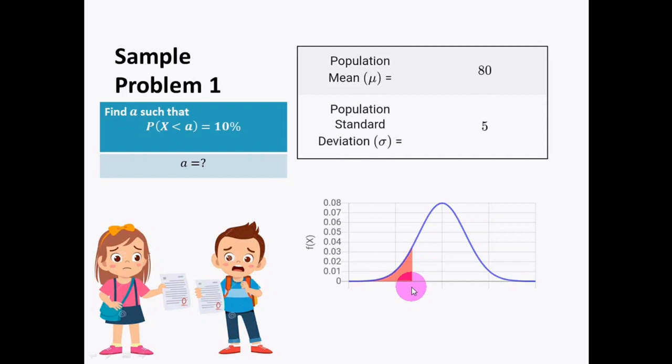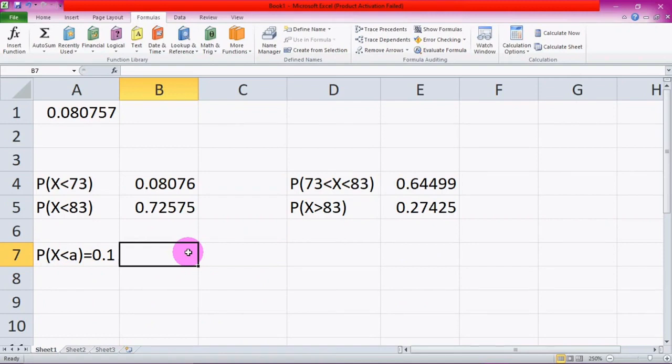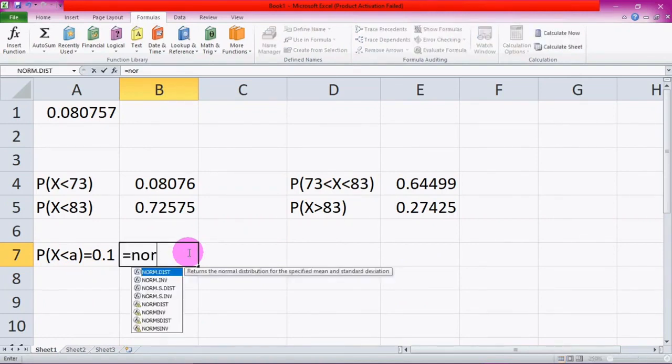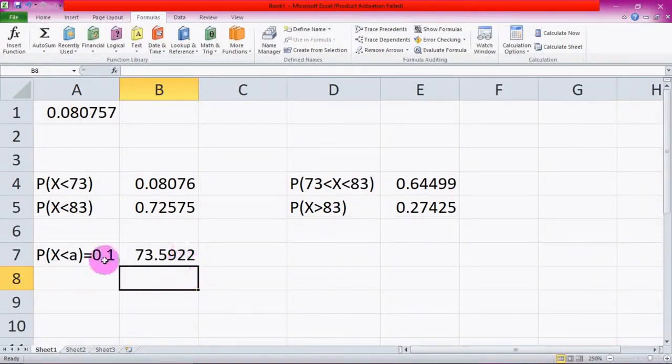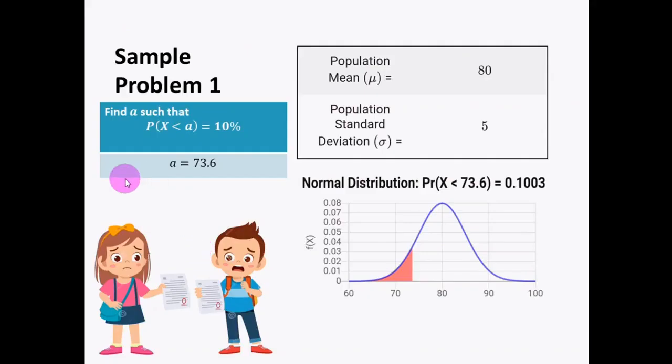We can actually use Excel to compute this value. So, using Excel, we are going to use the command equals norm.inv. Instead of using norm.dist for normal distribution, we're going to use inv for inverse. Since given ang probability, yung A yung hinahanap natin, the value of 0.1 ang probability, the mean of the distribution is 80, and the standard deviation is again 5. So, the value of A here is 73.